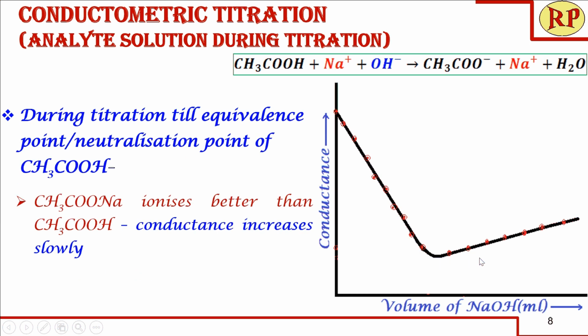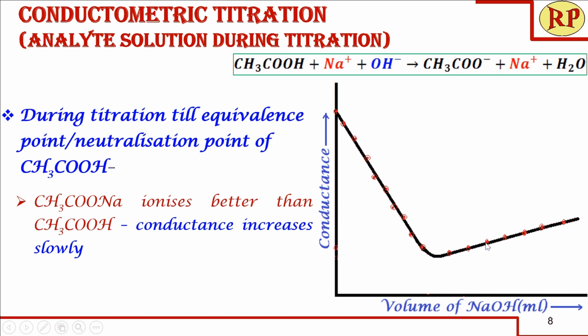Now as we progress with the titration, we are continuously adding NaOH. It reacts with acetic acid and forms sodium acetate. The domination of sodium acetate keeps increasing, and this dissociates better than acetic acid. So this starts forming and contributes to conductance. Slowly the conductance increases, because this has a higher conductance value than the acetic acid.